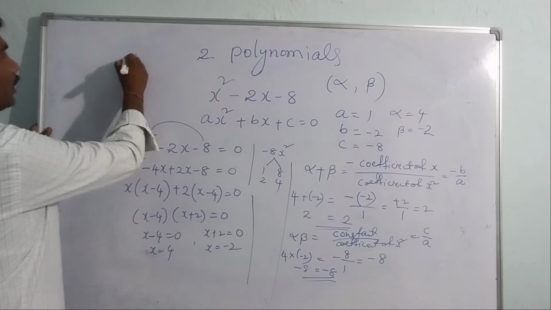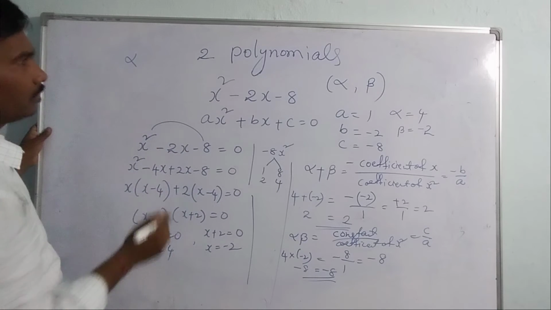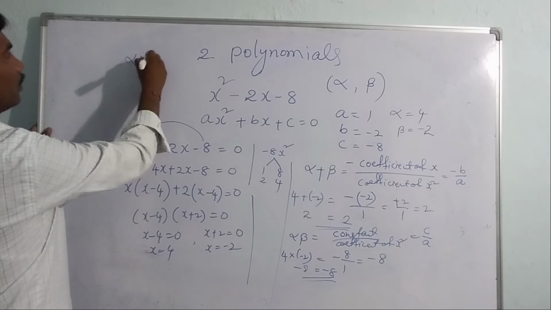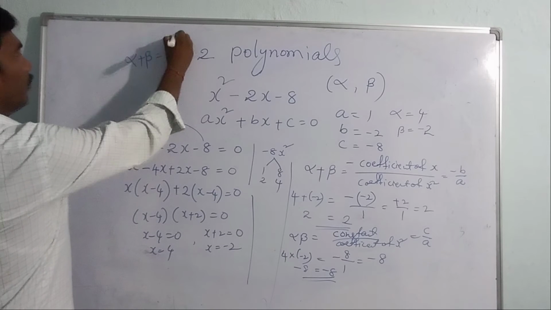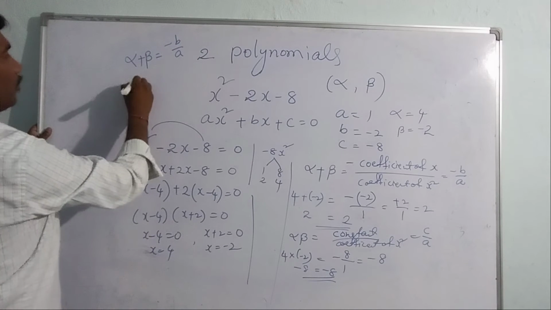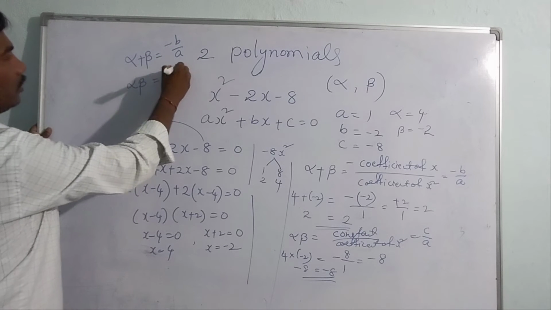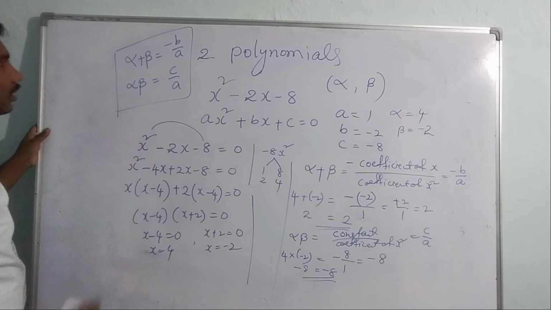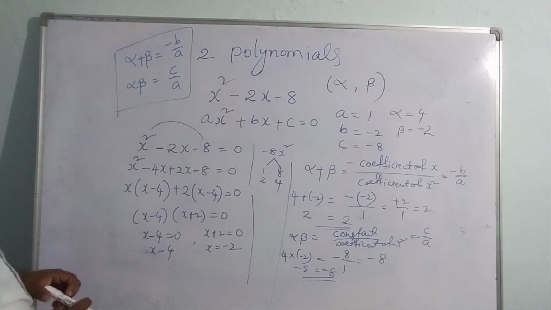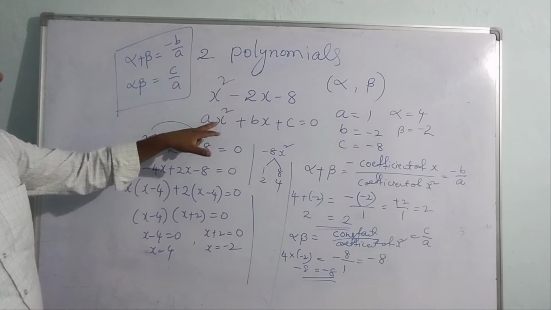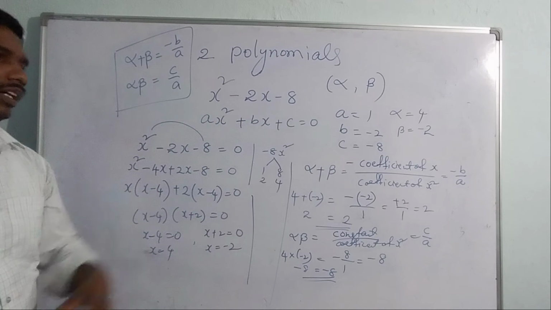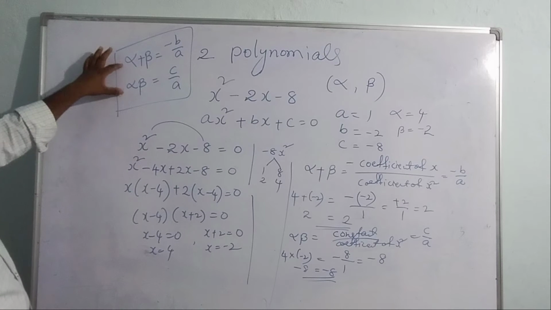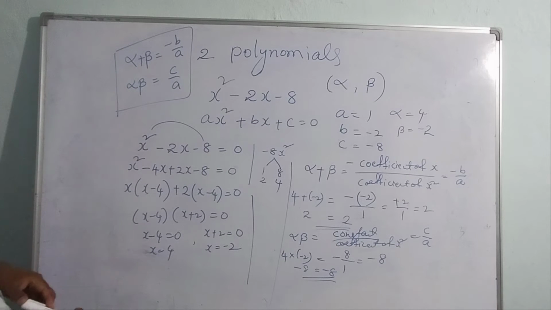So the relation: the sum of the zeros is equal to minus b by a, and the product of the zeros is equal to c by a. So this is the relation between the coefficients of the x square term, x term and constant, and the sum of the zeros and product of the zeros.